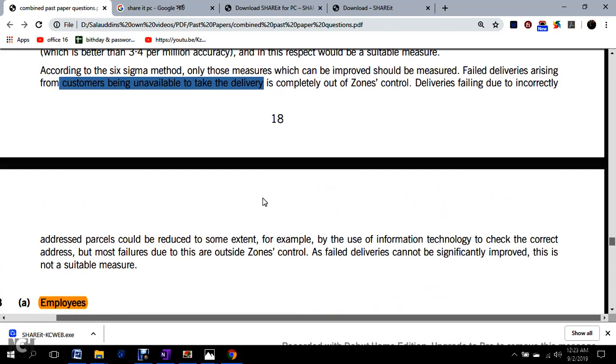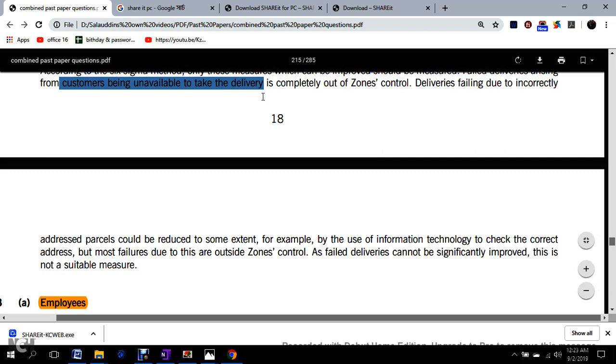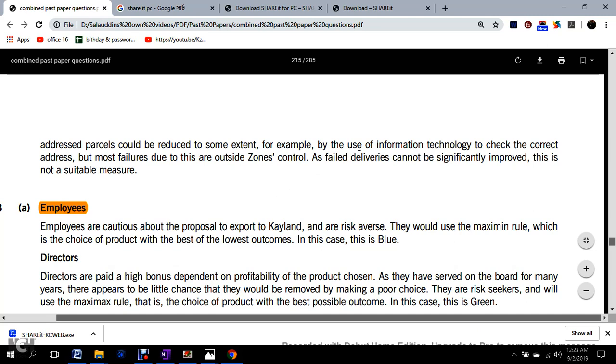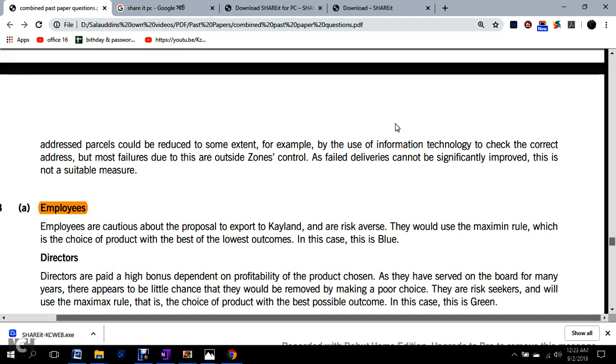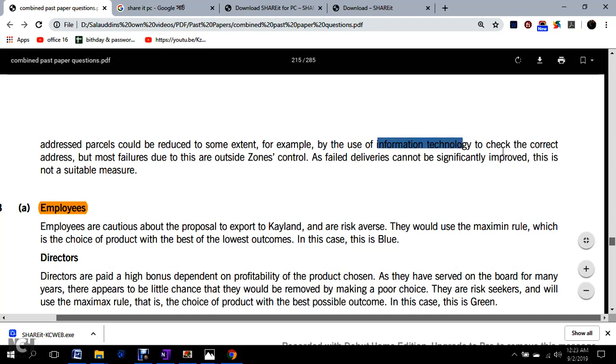So what can we improve? If we are failing to deliver because of a wrong address, we can improve it, for example, by the use of information technology to check the correct address of the customers. But most failures due to this are outside Jones' control, because if customers don't provide the address correctly, Jones doesn't have any option to make the correct delivery. So as failed deliveries cannot significantly improve, this is not a suitable measure.